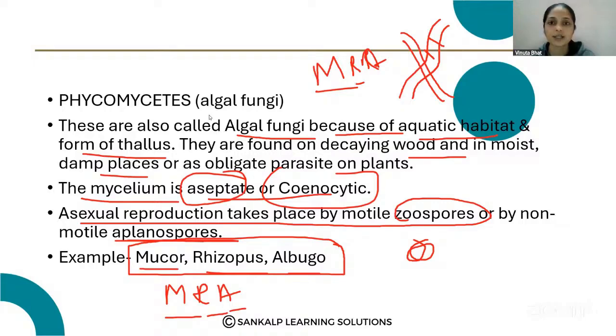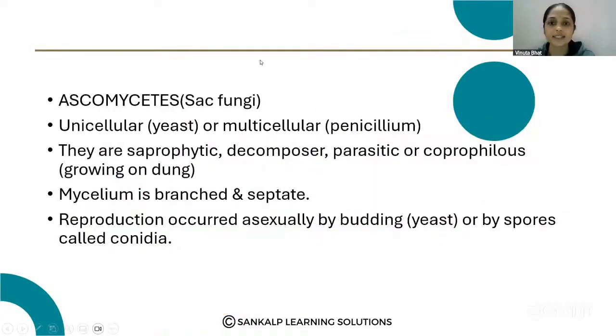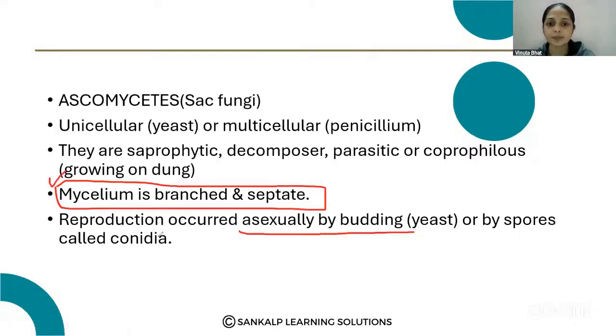Next, the Ascomycetes, called the sac fungi. Why is it called the sac fungi? Here the very important feature is that the mycelium is branched and septate. And reproduction takes place asexually by budding or by spores called conidia.